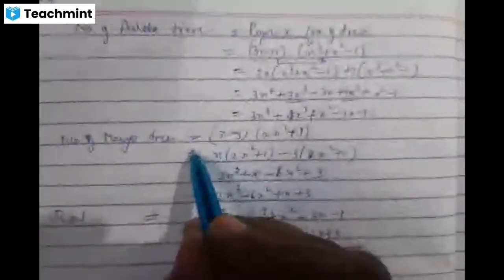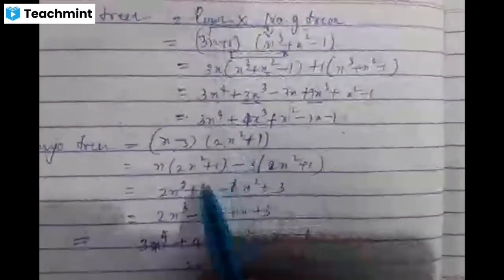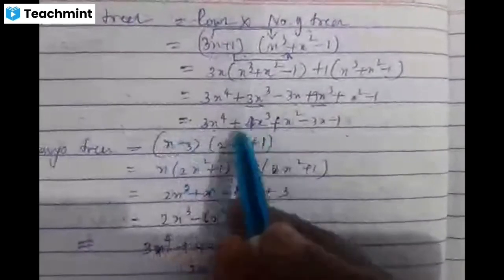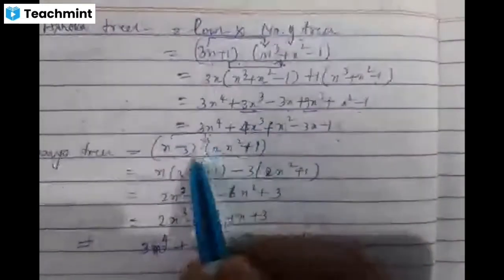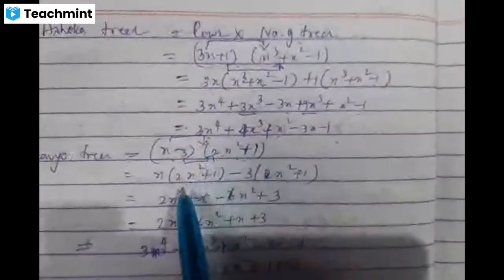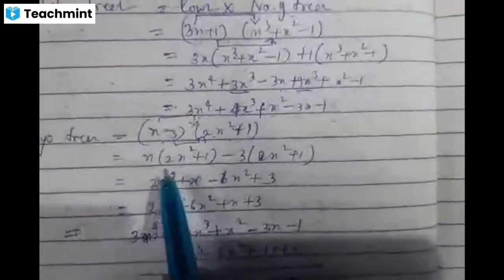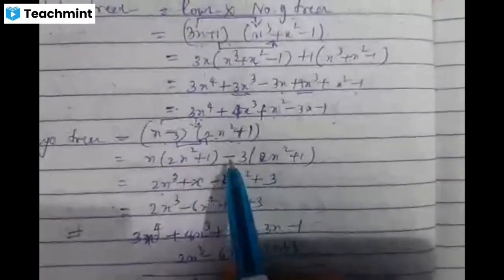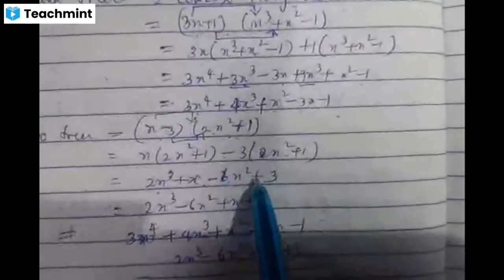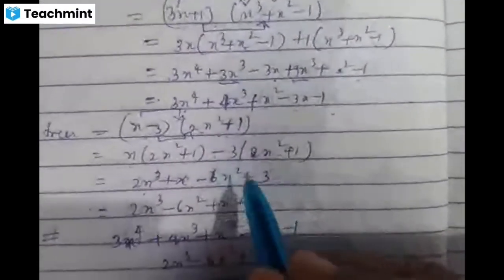Now for the number of mango trees, we have to multiply again the rows with the number of trees. We get a binomial with a binomial. We have to convert one of the binomials into monomials: the first term into the second bracket, the second term into the second bracket. So monomial x into 2x square will be 2x cube, plus x, minus 3 twos are 6x square, minus into plus is minus, minus into plus.